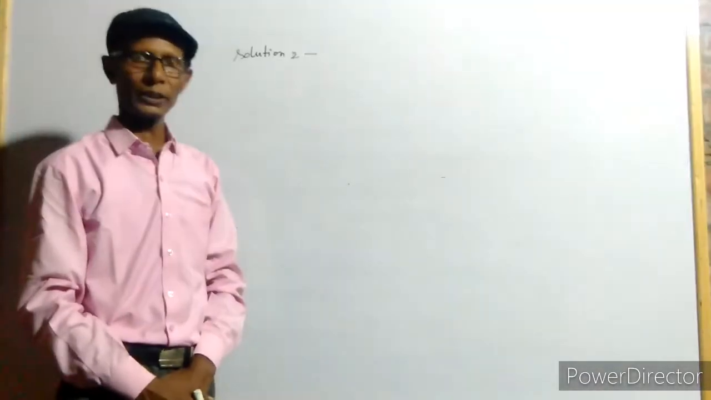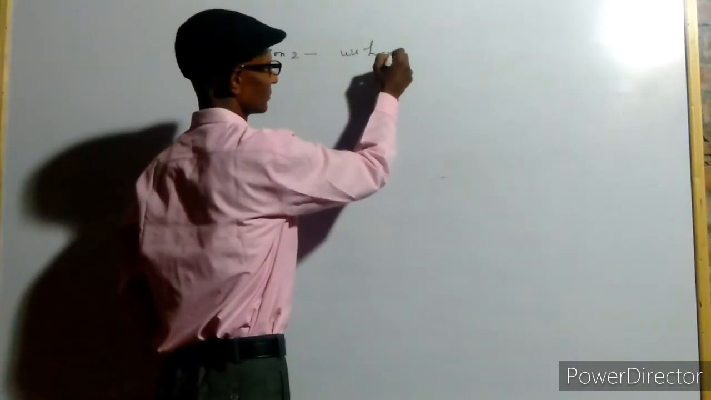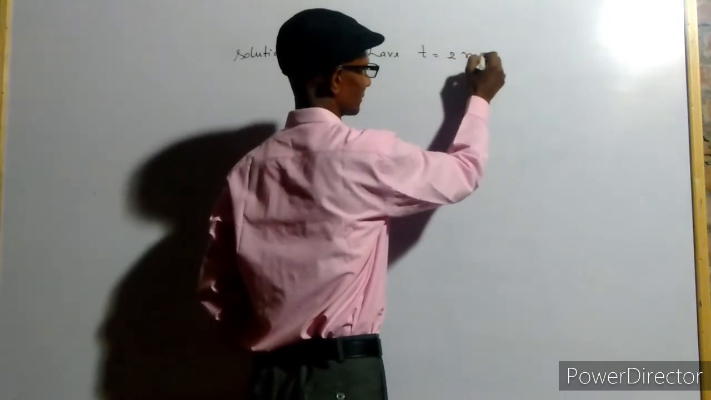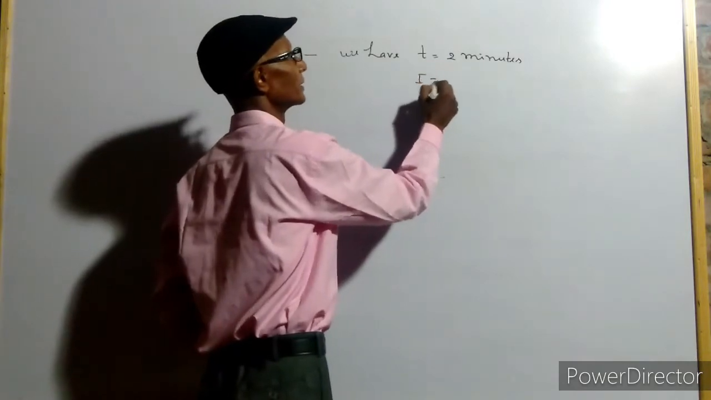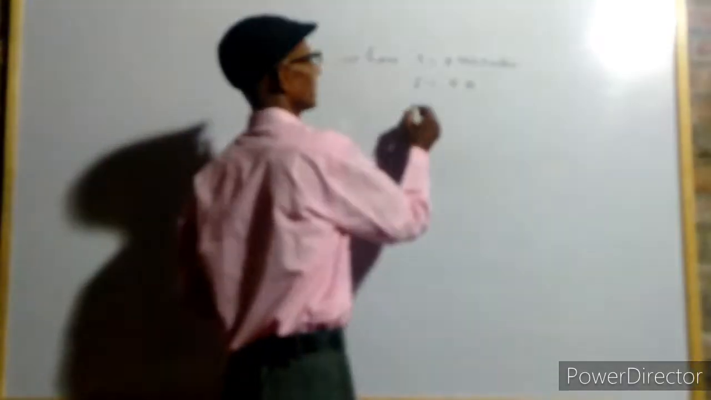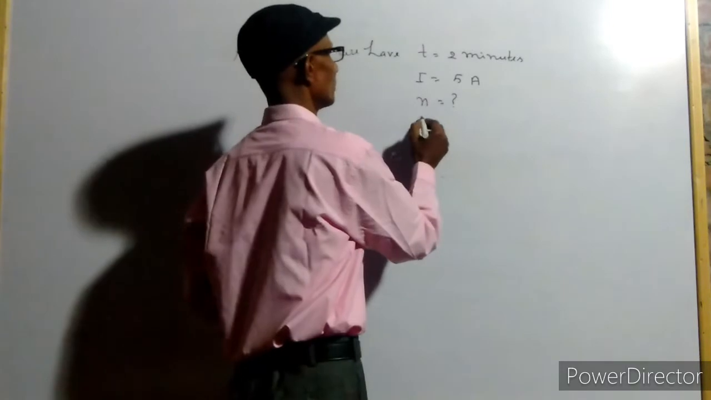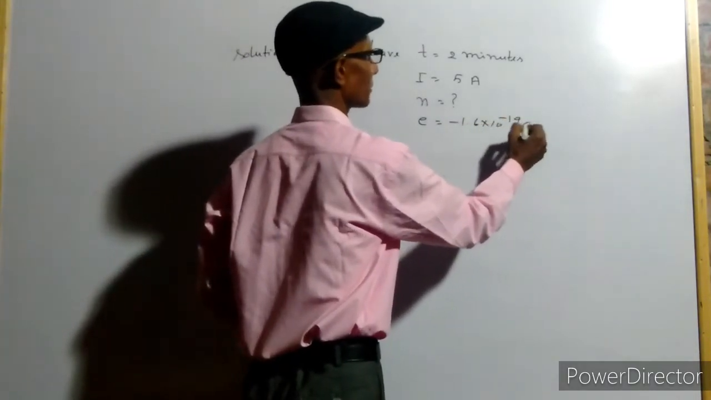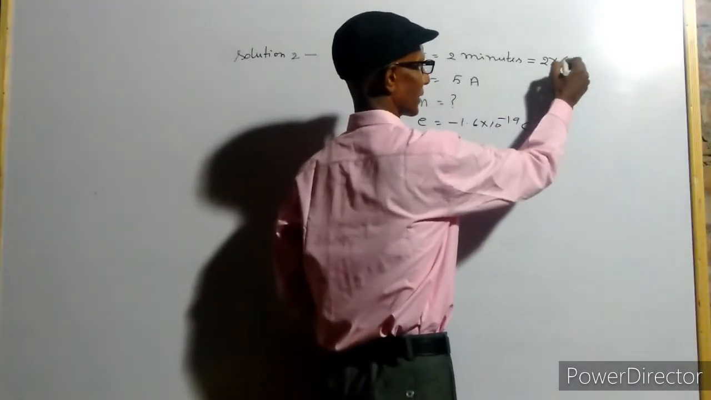Solution of question 2. We have time 2 minutes. Current flows through a conductor 5 ampere. Number of electrons n. Value of electron charge minus 1.6 into 10 to the power minus 19 coulomb. Here we take time in second.